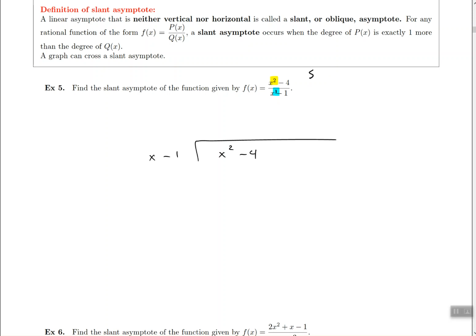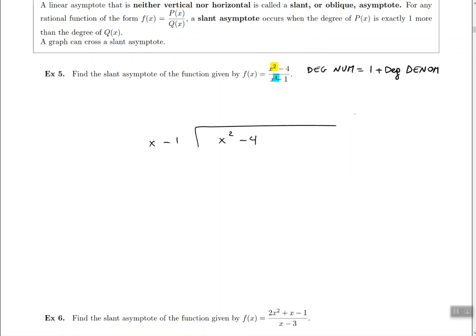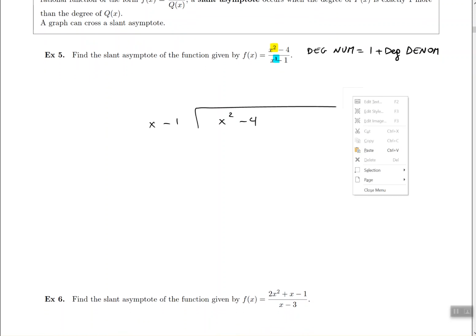So the degree on the numerator has to be 1 more than the degree on the denominator. And then you'll have a slant asymptote, and the way you find it is by looking for the long division. Okay, so we'll leave the long division for another problem, but that's how it's going to work.